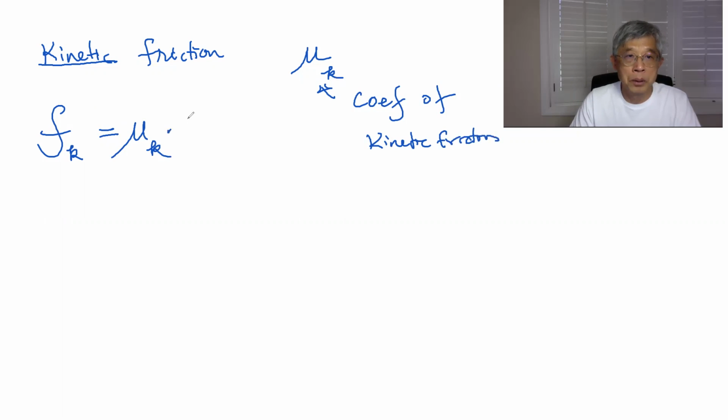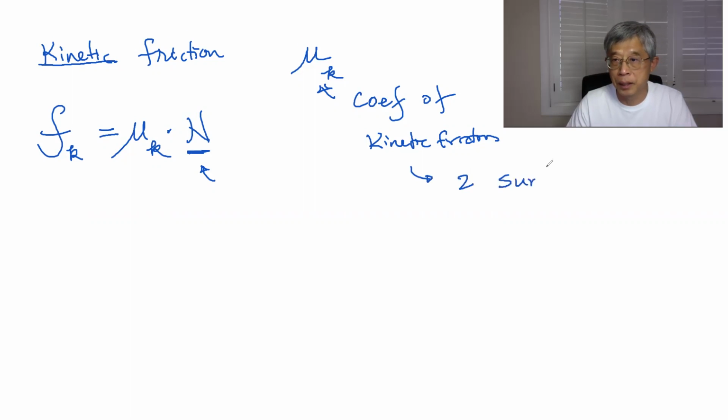Okay, times the normal force. All right. So between the two surfaces, one surface is pushing with this amount of normal force, and the coefficient of kinetic friction is associated with the two surfaces that are having contact.